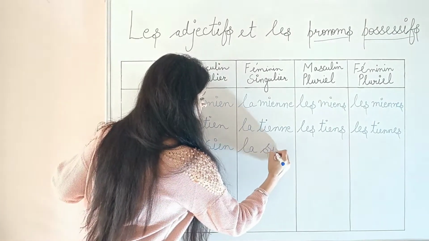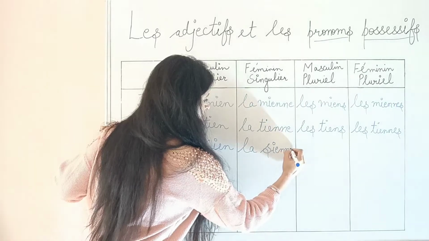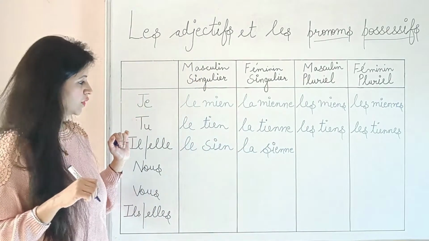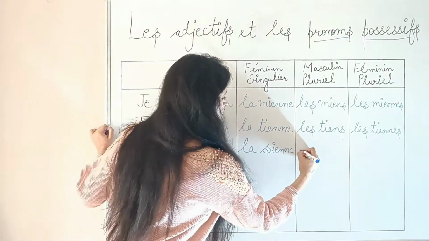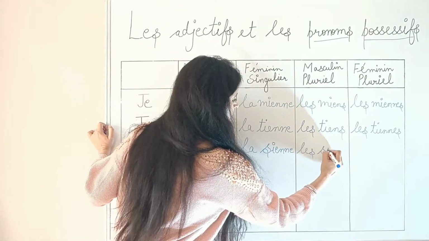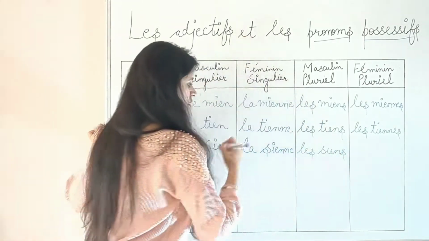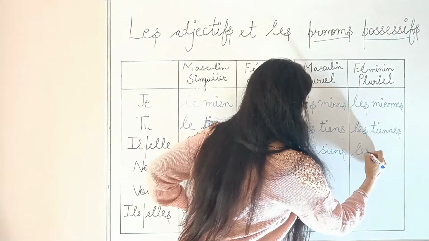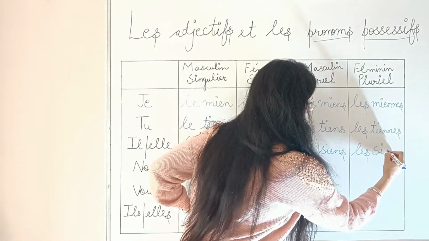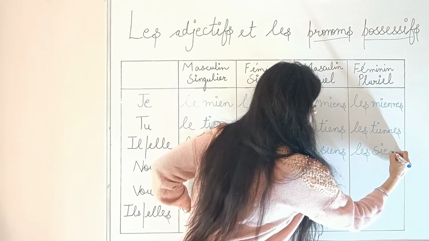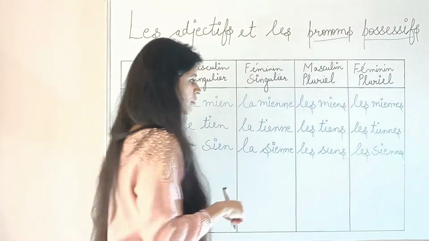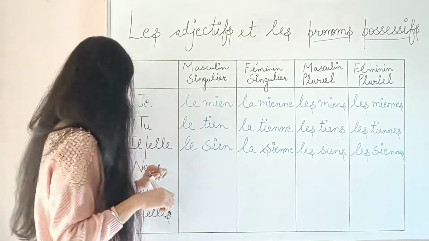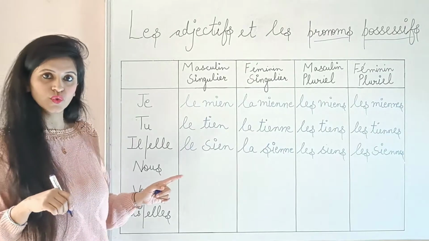La sienne. Pluriel. How are we going to make the plural? Les siens, with an s. I'm doing the table along with you so that you can remember. Les siennes, with an s. Now let's move on to the next subject pronoun, nous.